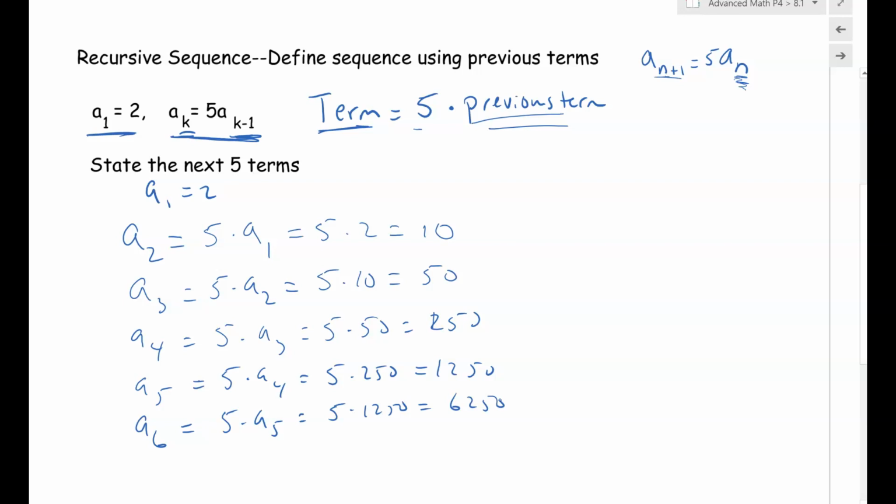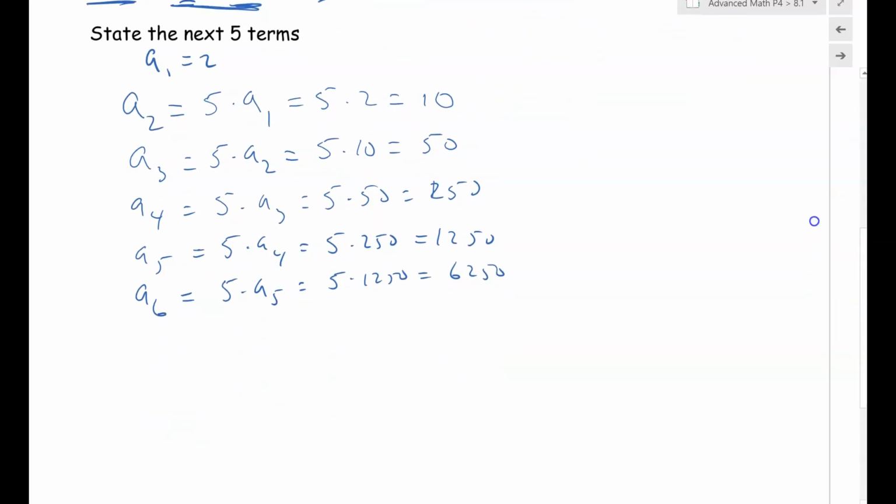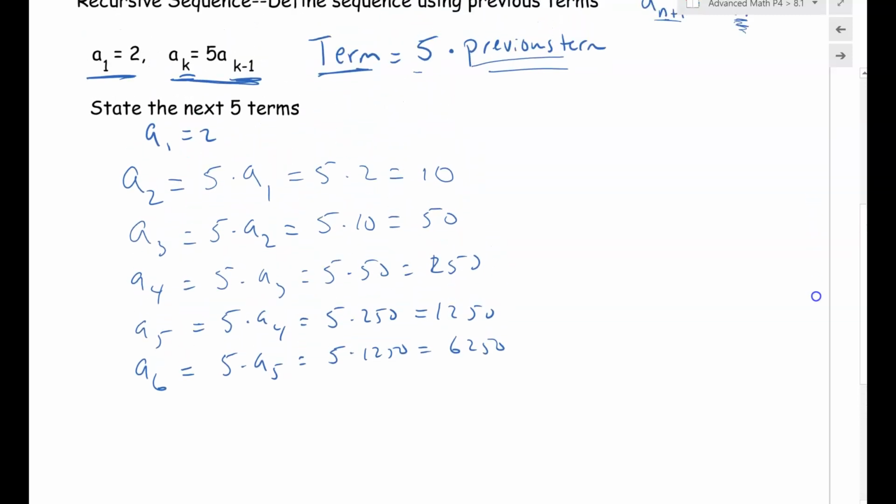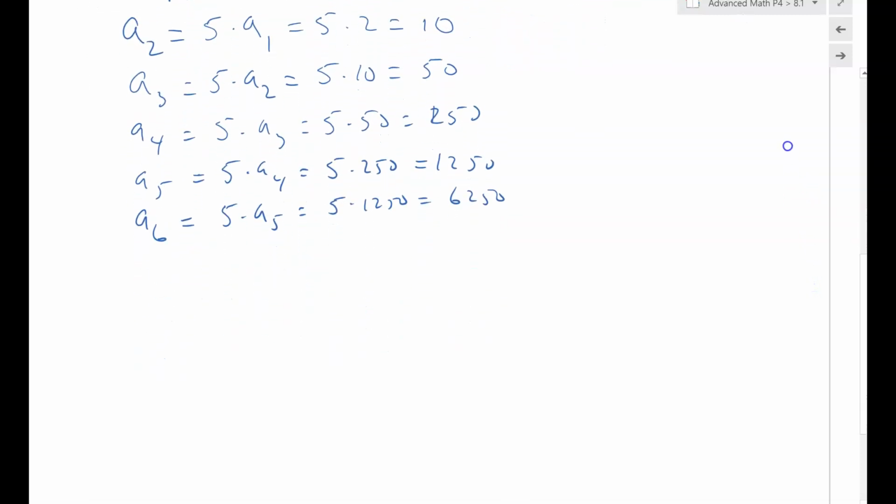Okay, let me give you another one and show you why the recursive sequence is even something we look at. Let's look at it in a little bit different terms. So I'm going to say a sub 1 is 5, and I'm going to do it in a slightly different notation. I'm going to write it the other way.